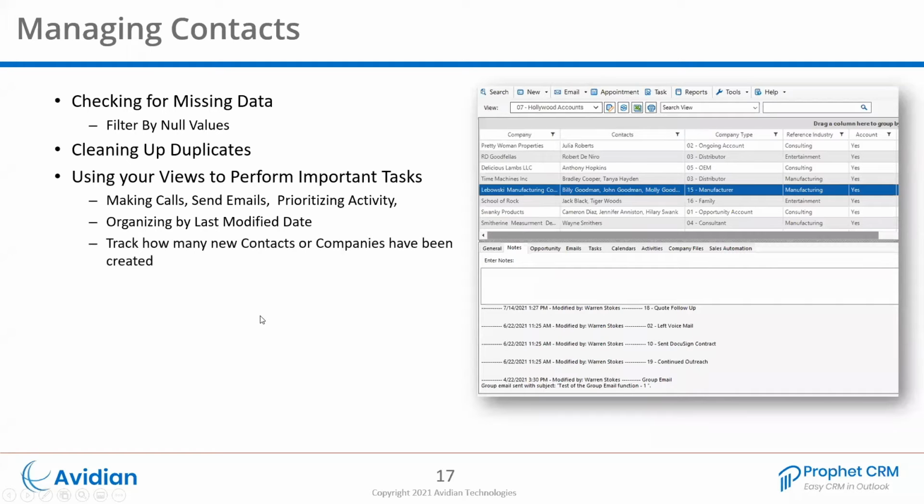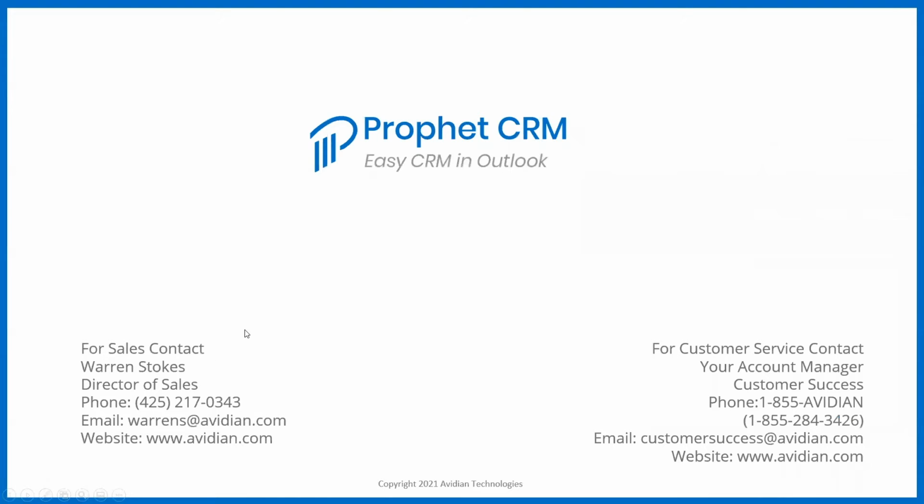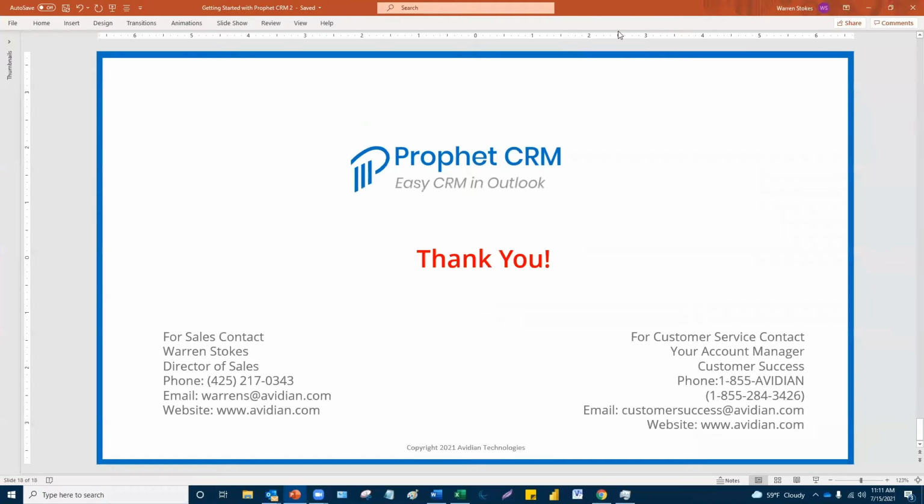It also is very useful to track how many new contacts you've created, or your team has, or company accounts that have been created. You can export from Prophet as well if you want to export to Excel, but that is a permission-based function. Your administrator will have to give you rights to export to Excel. But now we're going to just show you how this works.